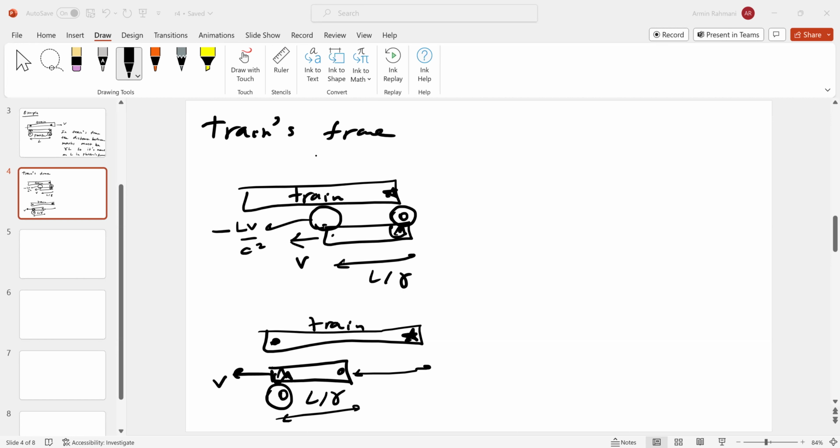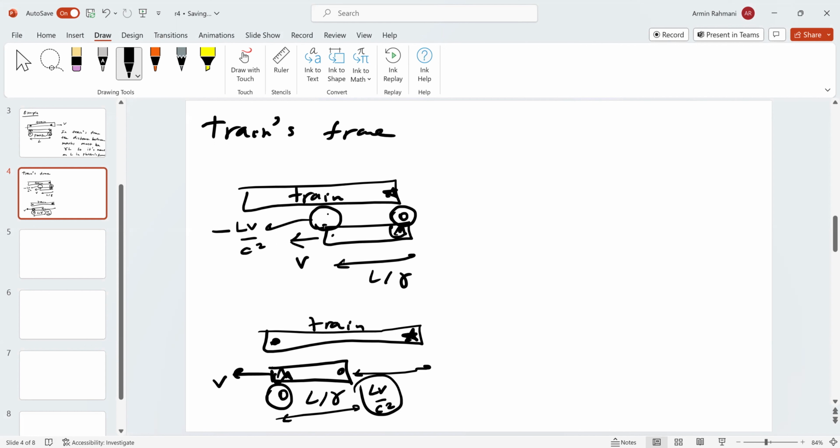So we're saying this clock over here, at this point, is reading minus LV over C squared. And at this point, it's reading 0. So this one that reads 0 at this point should be reading plus LV over C squared. Okay, so we're comparing the same clocks, right? The clock here at this endpoint.